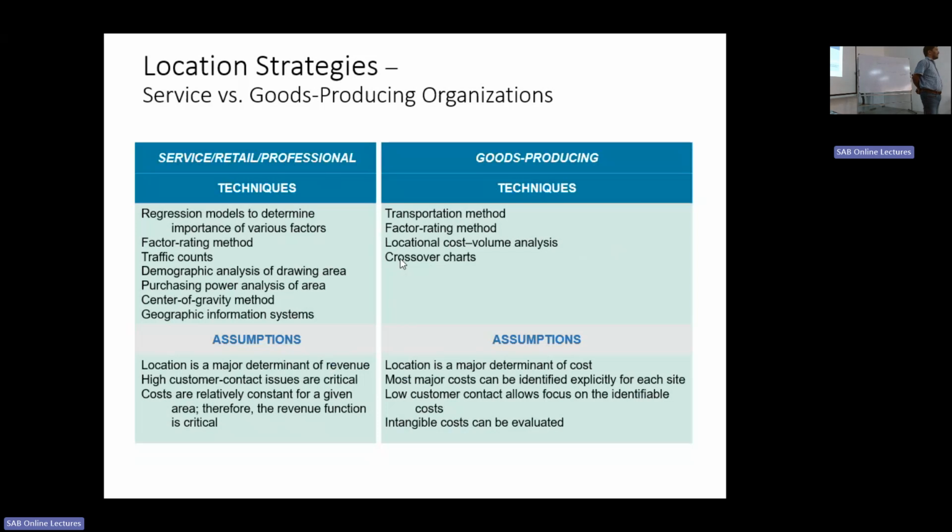Yes, think of a service example like a hospital and then try to demonstrate how you are going to use the location factor rating method steps.